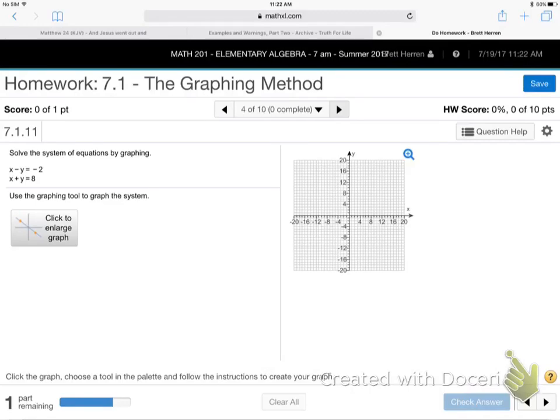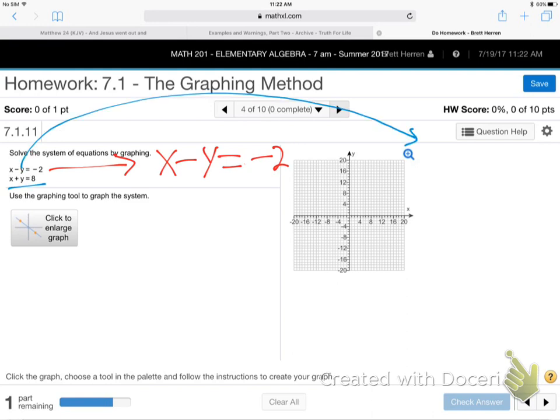Okay, so number 4 is graphing. Let me write the two equations for us. x minus y equals negative 2. And the other one, x plus y equals 8. Okay. So here's the deal.